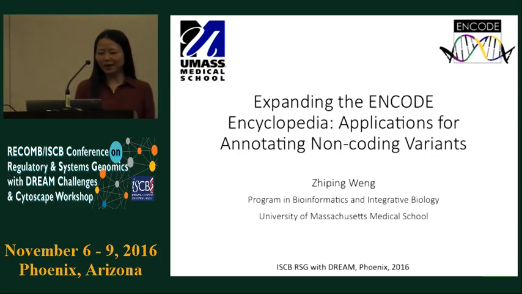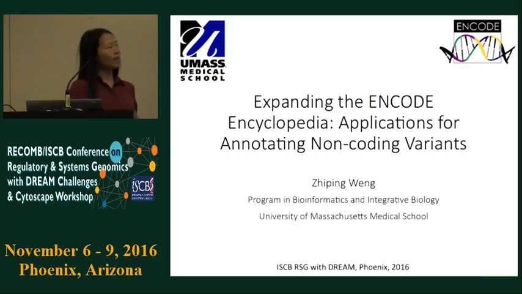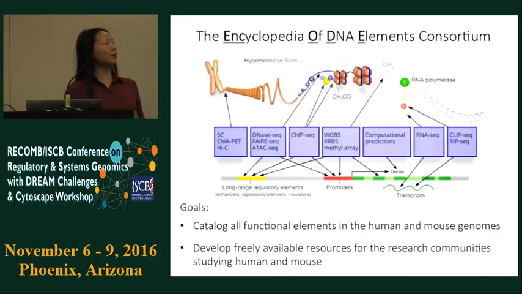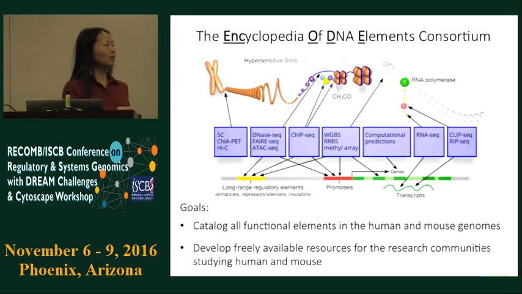So I will give a little bit of update on how ENCODE is trying to annotate non-coding variants and annotate the human genome, human and mouse genomes. If you're not familiar with the ENCODE Consortium, it is an international effort with the goals of, number one, cataloging all functional elements in the human and mouse genomes. These would include transcriptional regulatory functional elements and also post-transcriptional regulatory elements.